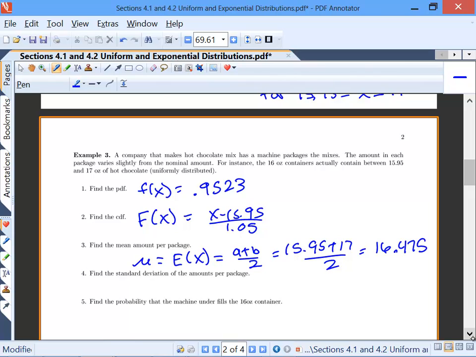Now if we want to find the standard deviation, the first step is to find the variance. And our formula for this is (a minus b) squared over 12. So (15.95 minus 17) squared over 12.